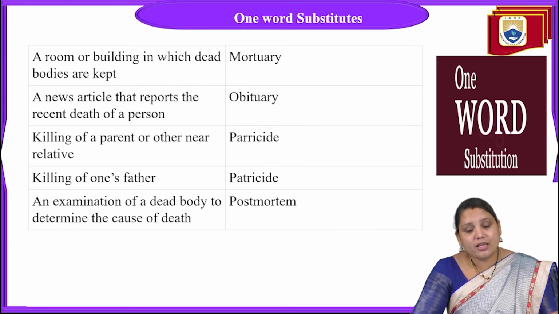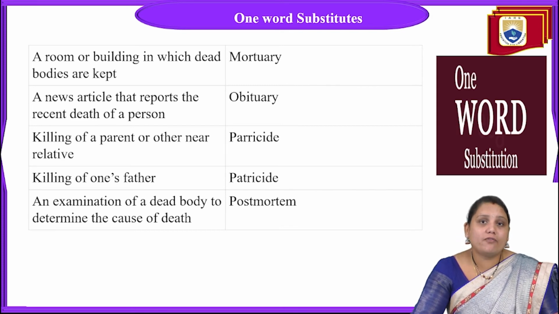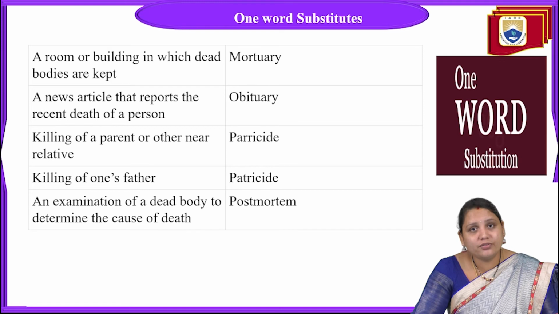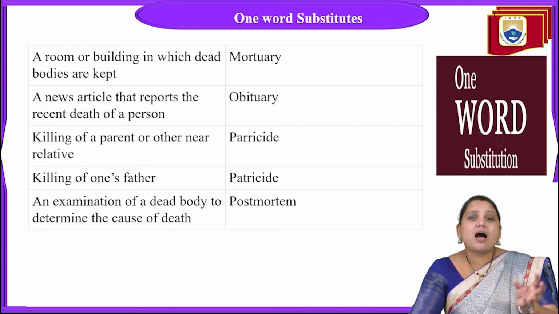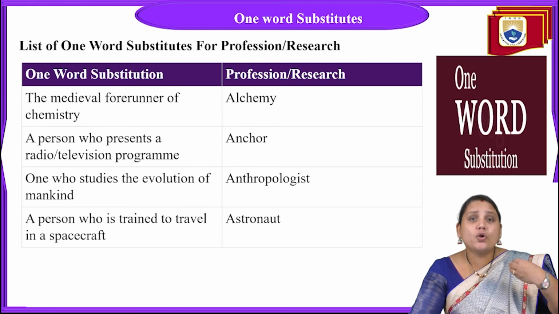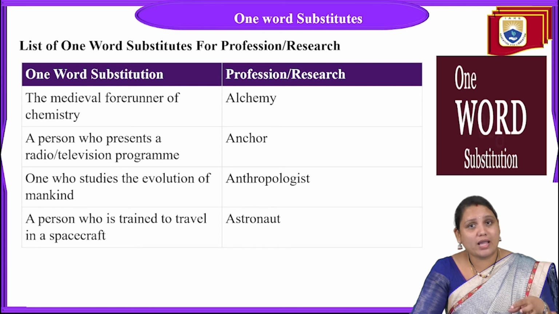Next, obituary, a news article that reports the recent death of a person. Next, parricide, killing of a parent or other near relative. Next, patricide, killing of one's father. Postmortem, an examination of a dead body to determine the cause of death. These are the terms. There are many, many more terms. There are many, many one-word substitutes which you can choose and build your vocabulary.